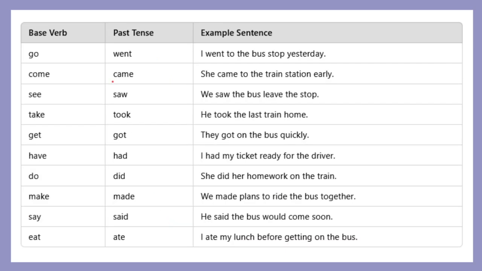Okay, these are irregular. So go, went. Come, came. See, saw. Take, took. Get, got. Have, had. Do, did. Make, made. Say, said. Eat, ate.